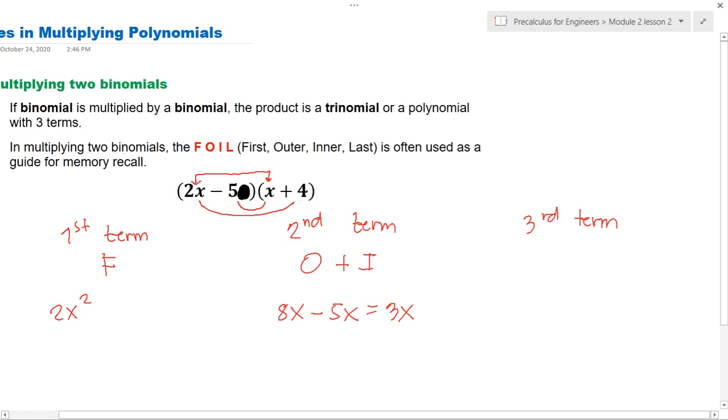How about the third term? This would be your last. So, last dito is ito. Negative 5 times 4 is just negative 20. Okay, let's continue. Combine the result. So, our final result here is 2x squared plus 3x minus 20. So, ito yung final answer natin para dito. So, nakuha na, class?